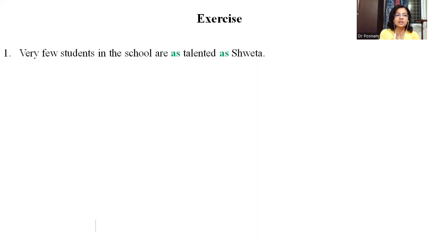If in the positive degree it begins with very few, like for example, very few students in the school are as talented as Shweta. So this statement shows that Shweta is not the only one who is talented. There are other people also who are as talented as Shweta. Therefore, the words are very few. So the number is less, but there are few people.